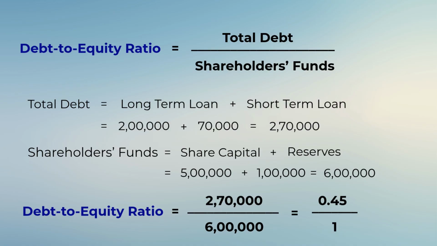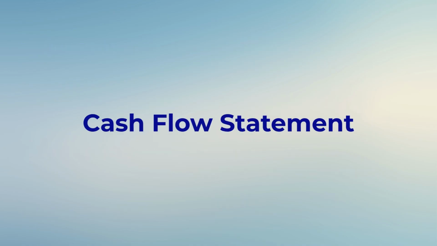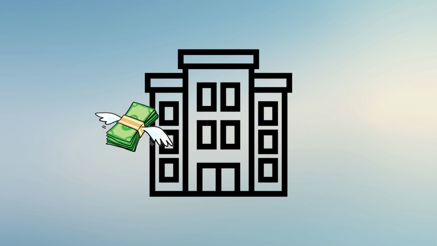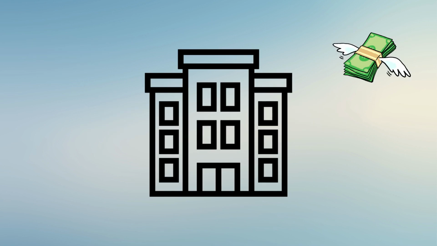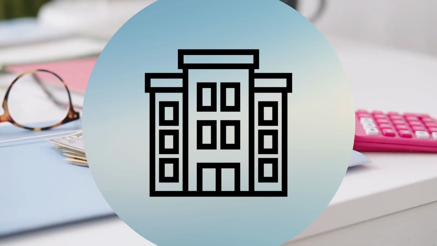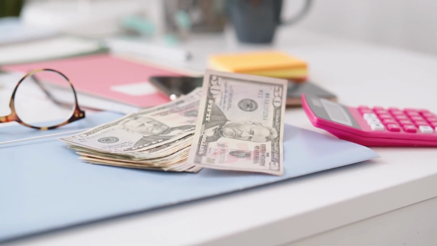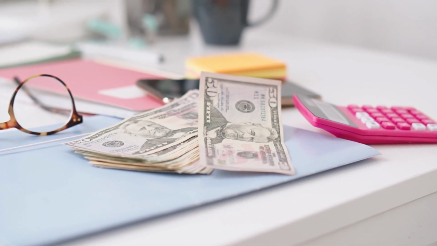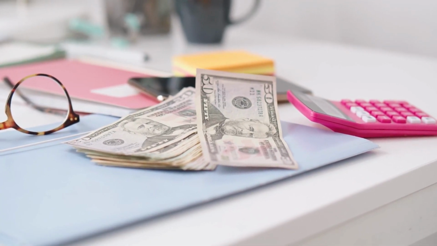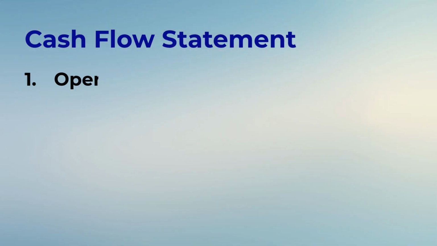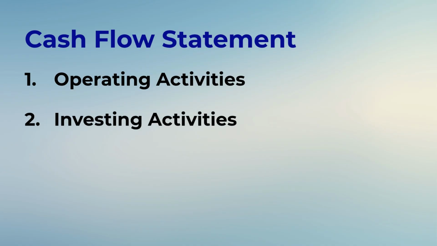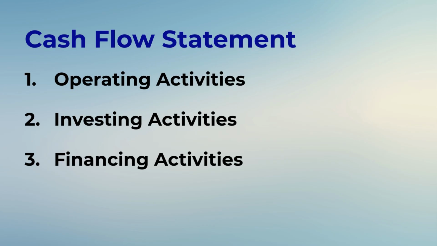Now comes the most critical one, the cash flow statement. A cash flow statement shows how cash comes in and goes out of a business during a specific period. It explains where the money actually moved, unlike the profit and loss account, which shows profit, not cash. This statement shows the cash flow generation from 3 types of activities. Number 1, operating activities. Number 2, investing activities. And number 3, financing activities.